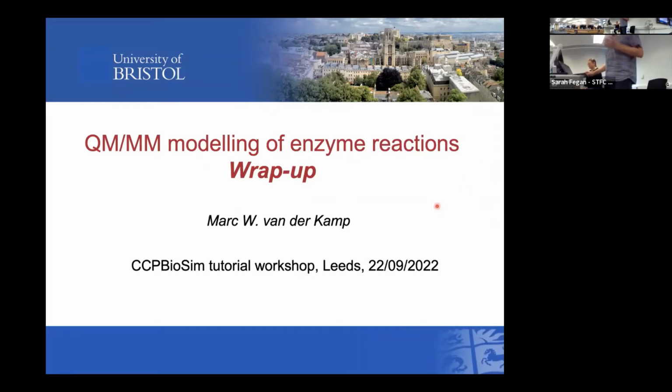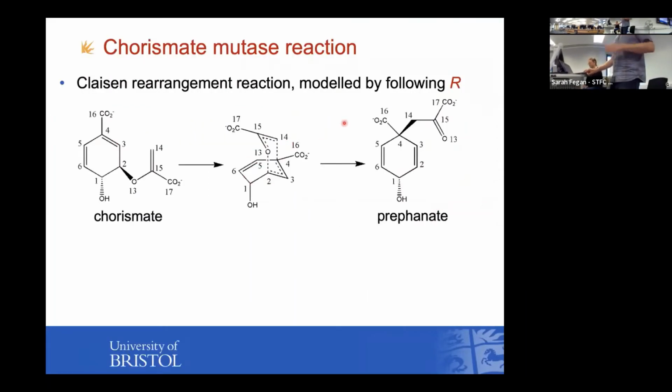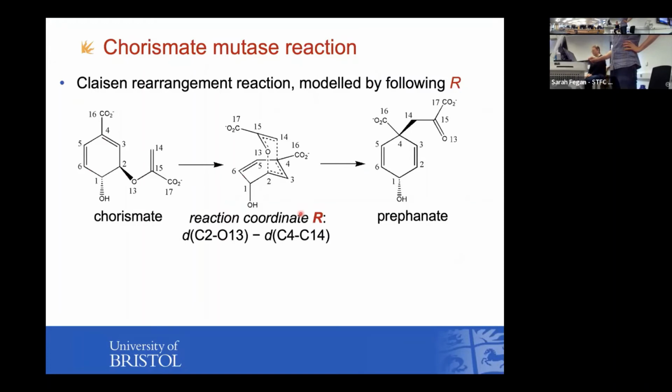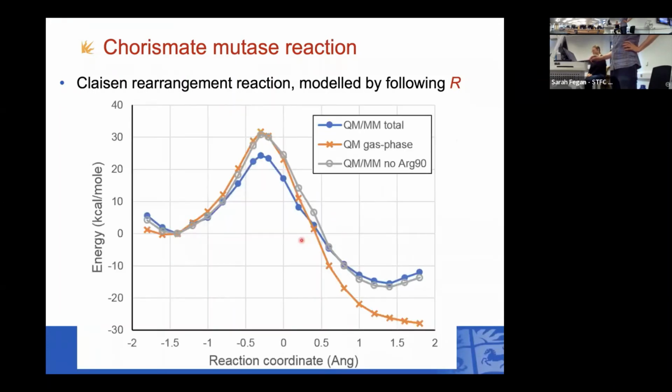So we've done Qmmm modeling of an enzyme reaction, and the enzyme reaction that we modeled was the Chorismate mutase reaction, the transformation of Chorismate to prephenate, by following this reaction coordinate, that was the difference in the bond being broken and the bond being formed. So the results from this, when we got to the adiabatic mapping stage, will look something like this. So hopefully most of you will have made this plot by now.